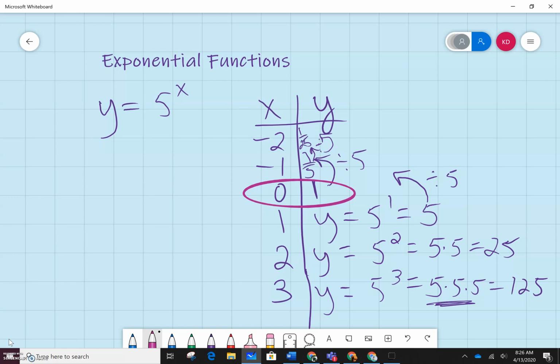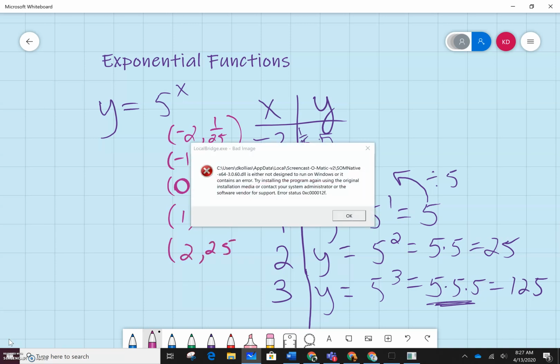So the points that we have here are (-2, 1/25), (-1, 1/5), (0, 1), that's supposed to be a 1, (1, 5), (2, 25), and (3, 125).